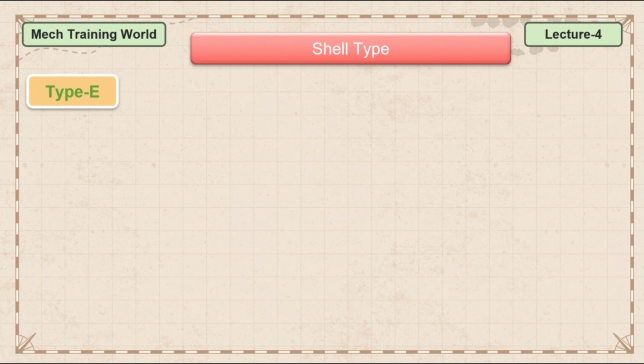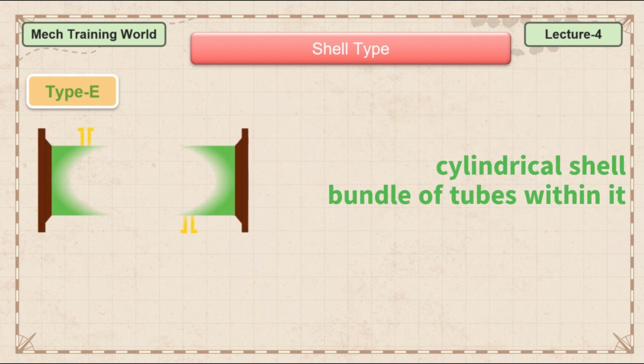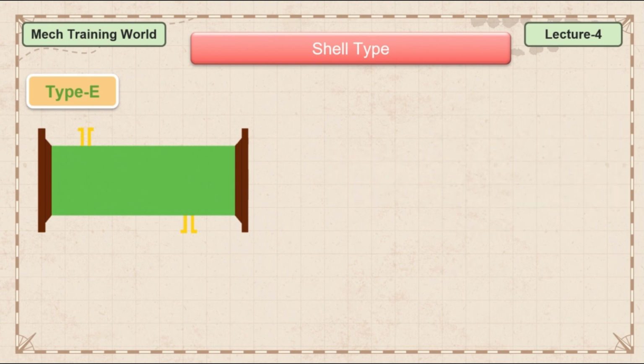So the very first one is type E. Type E consists of a cylindrical shell and a bundle of tubes within it. The fluid enters through the nozzle inlet, guys, and fills up the shell side of the heat exchanger. Then it flows through the tubes and exits through the outlet nozzle. So this is the general process that happens in type E.